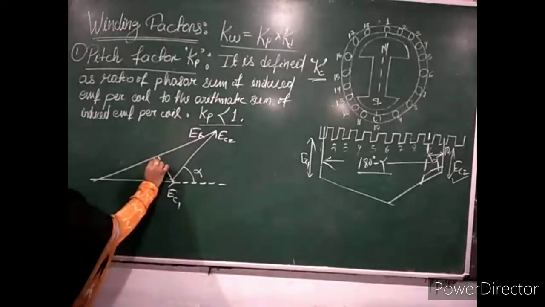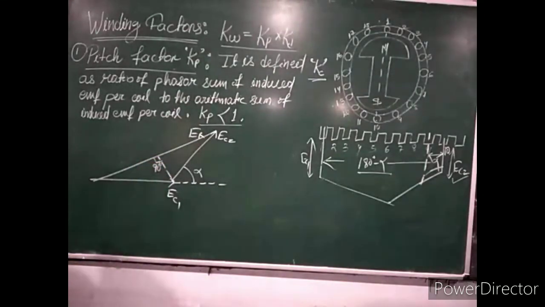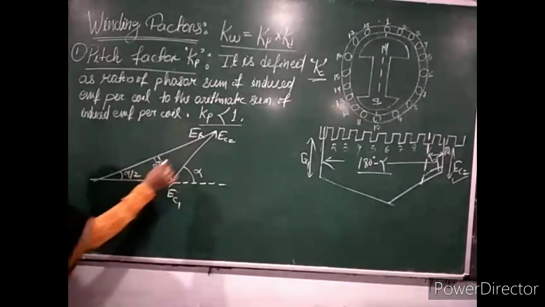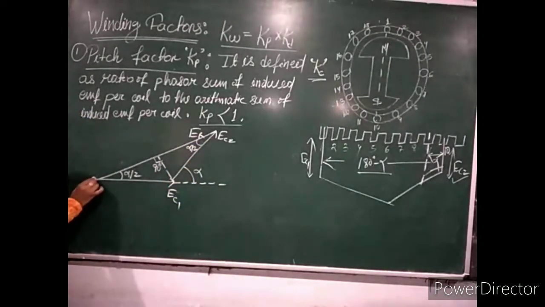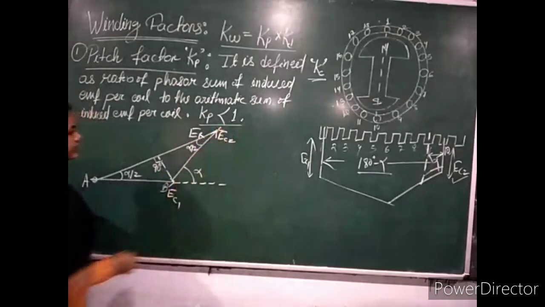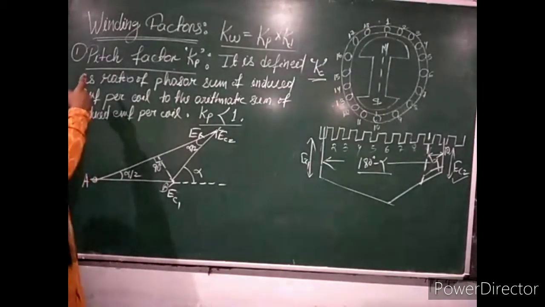This one is 90 degree. From geometry, you know that if this angle is alpha, this angle is alpha by 2 and this one is alpha by 2. Let me name this point A, this point B, this point C. Now, what is the pitch factor?